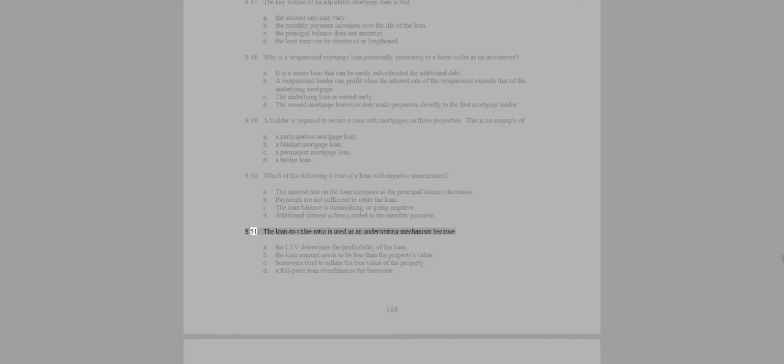S51. The loan-to-value ratio is used as an underwriting mechanism because A. The LTV determines the profitability of the loan. B. The loan amount needs to be less than the property's value. C. Borrowers tend to inflate the true value of the property. D. A full-price loan overfinances the borrower.